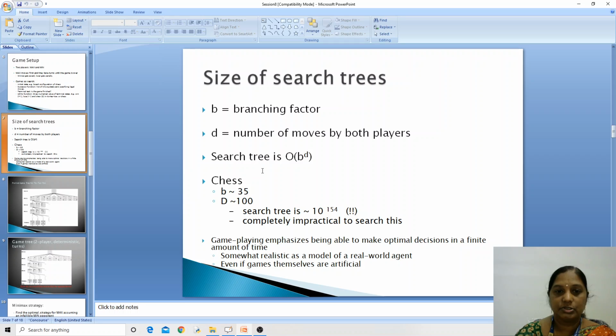And next is the search tree. What is the time complexity of this search tree? That is big O of B power D. This is the time complexity. So this time complexity is calculated if you know the branching factor and the depth of the tree, right? For example, for the chess game they took the branching factor as 35 and the depth of the tree as 100. So based upon that they calculate the time complexity of this, and this is applicable for real world agent problems.